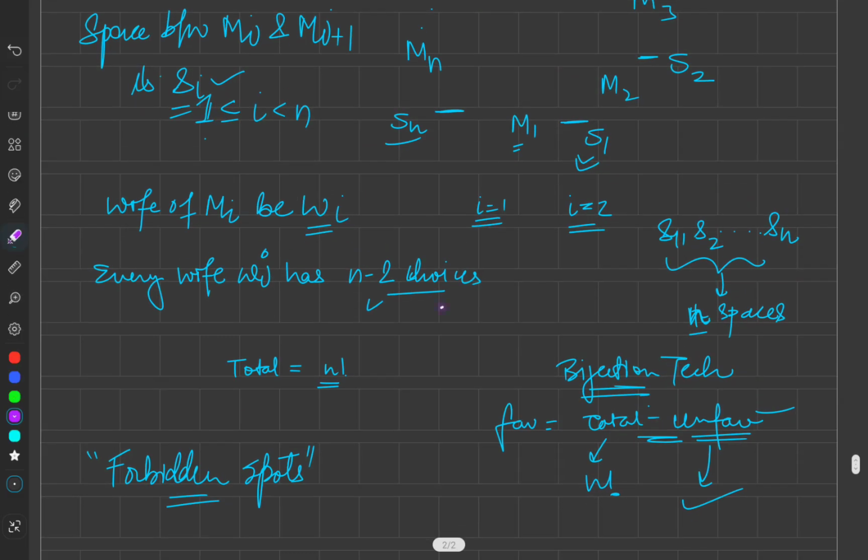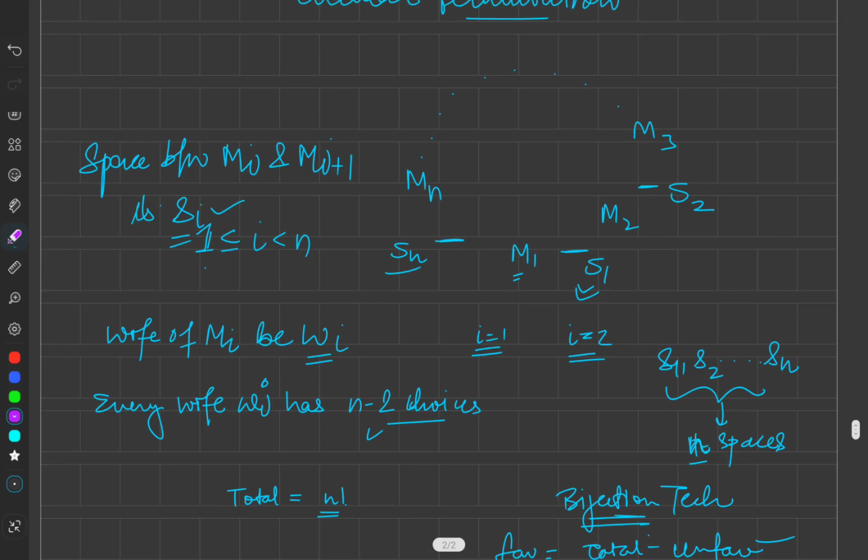So consider w1, wife 1. For wife 1, the forbidden spots are s1 and sn, right? For w2, wife 2, forbidden spots are s2 and s1. For w3, s2 and s3. For wn, sn and sn minus 1. So there are two forbidden spots for each woman.